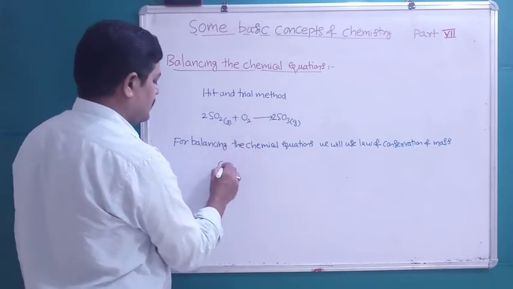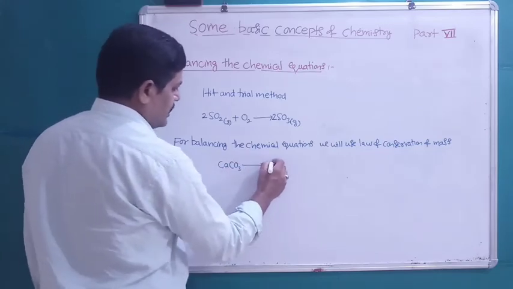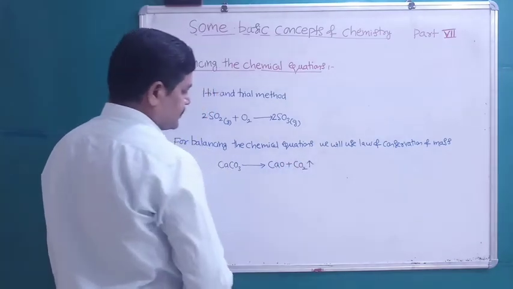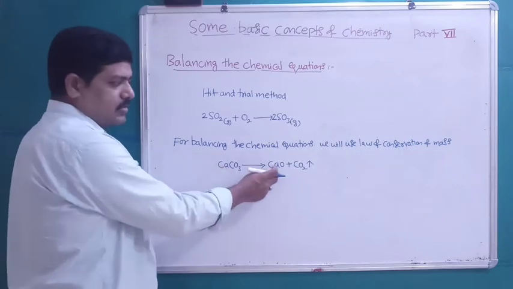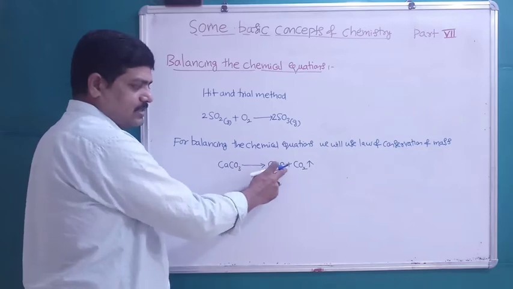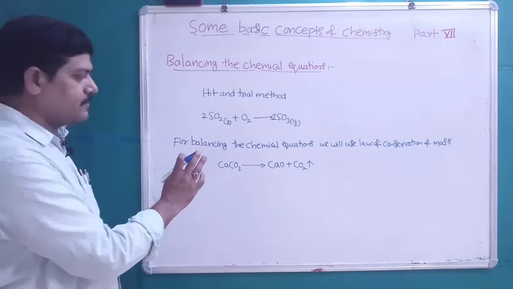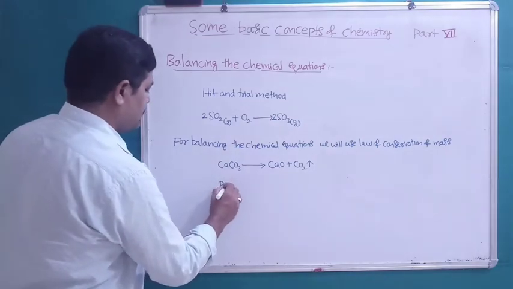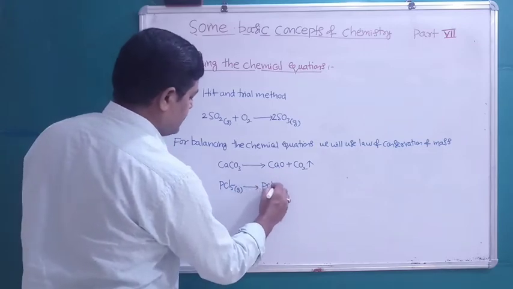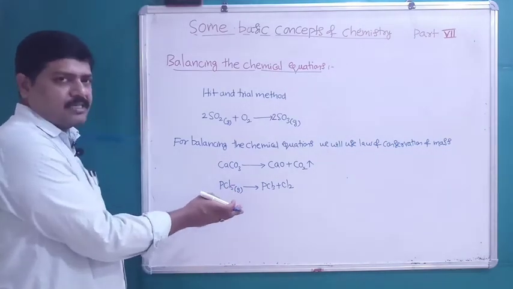For example, take the thermal decomposition of calcium carbonate, which gives calcium oxide plus carbon dioxide, CO2 gas, right? Number of calcium atoms on both sides 1, 1, carbon is 1, 1, oxygen 3, here oxygen 1 plus 2 is 3, it is a self-balanced equation, right? Similarly, if you take PCl5 gas, decomposition will give PCl3 plus Cl2. This is also a self-balanced equation, right?